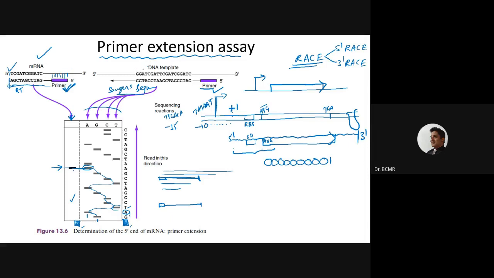Here you're taking the DNA template, DNA of the whole gene from here to here, of which mRNA would have been a smaller one. And you're using the same template, and you're running the gel of the sequencing reaction as well as the primer extension at the same time, so that you can compare and detect the sequence of the 5' side of the mRNA.